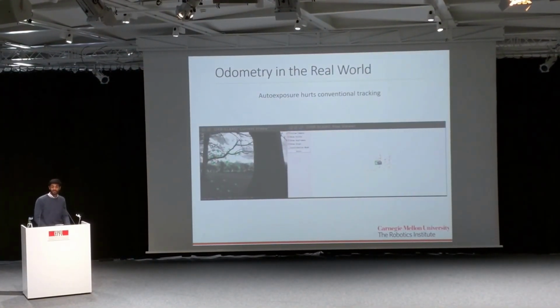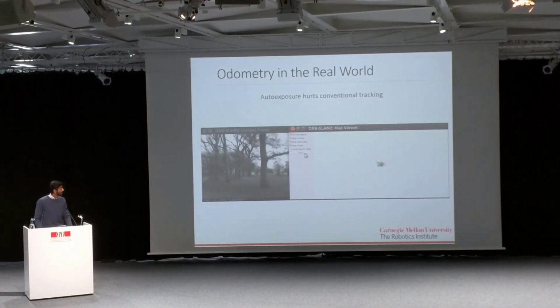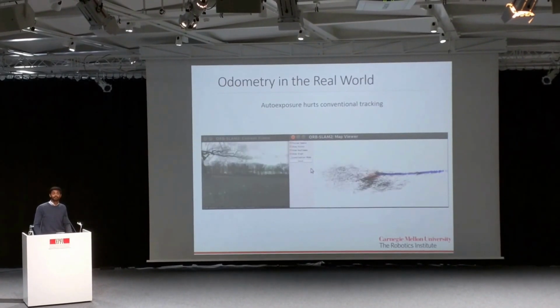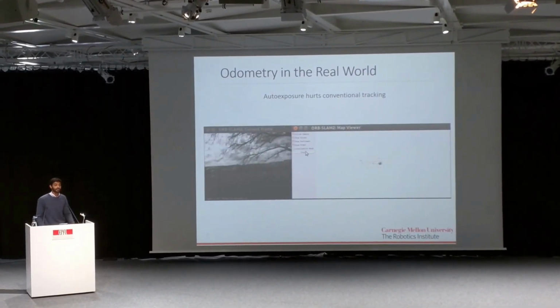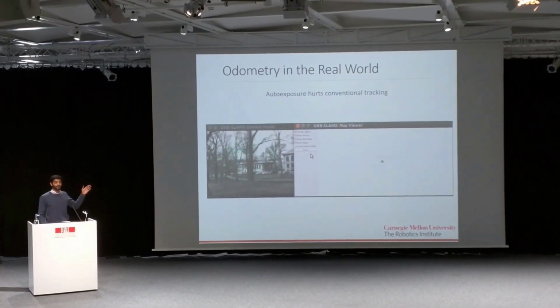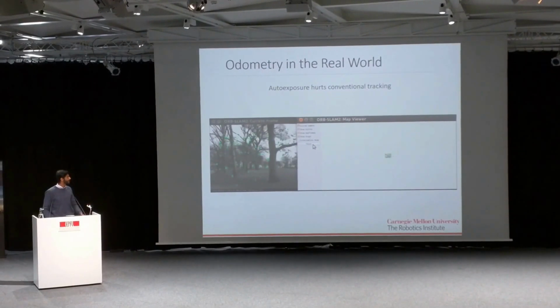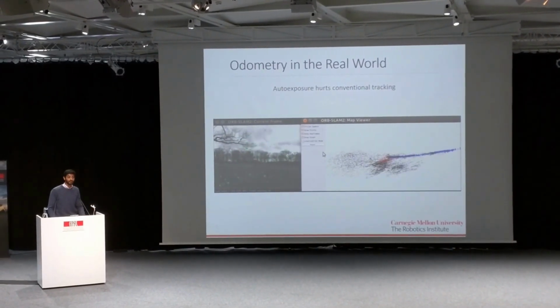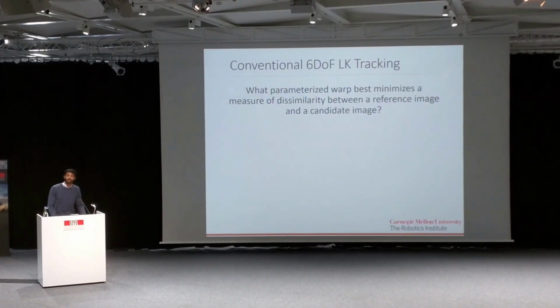So here we've got a state-of-the-art visual SLAM tracker, and I'm basically taking this camera outdoors. Note that the moment I look towards the sky from under a canopy, because of the rapid auto exposure changes, my tracker basically fails to keep track of the features. So why does this happen?